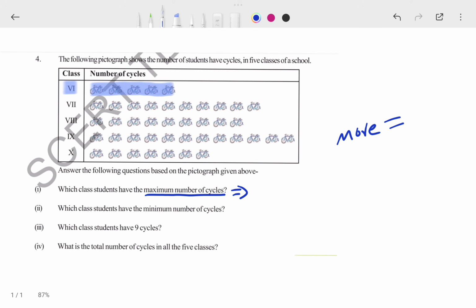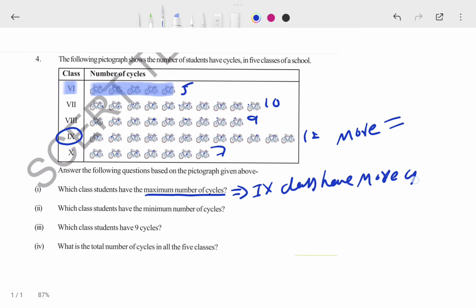So let's count. This class has only 5, and this class 1 2 3 4 5 6 7 8 9 10. It has 10 cycles. 1 2 3 4 5 6 7 8 9 cycles. Now 9th class has 12 cycles. And this has 7 cycles. So which class has more cycles? That's 9th class. Now you will write 9th class has more cycles, that is 12.